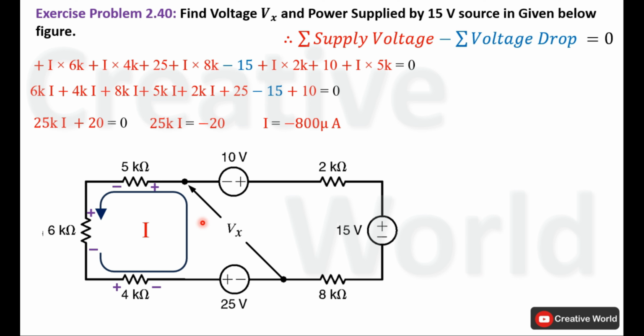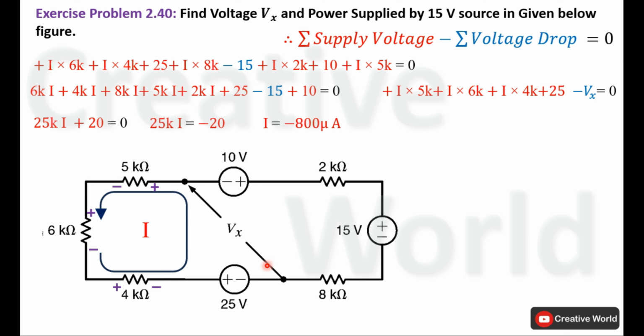Now write the KVL equation for this closed loop. Start from the 5 kilo ohm resistance. Current entering terminal is positive. So the product of 5 kilo ohm and I will be taken with positive sign. Move to the next element. Current entering terminal is positive. So the product of I and 6 kilo ohm resistance will be taken with positive sign. Move to the next resistive element. Current entering terminal is positive. So the product of I and 4 kilo ohm resistance will be taken with positive sign. And move to the last element of the circuit. Current entering terminal is positive, so 25 volt will be taken with positive sign. Last value Vx will be taken with negative sign because current entering terminal is negative and leaving terminal is positive.